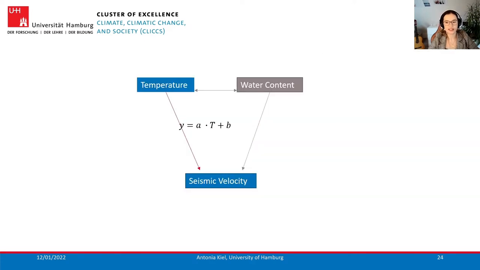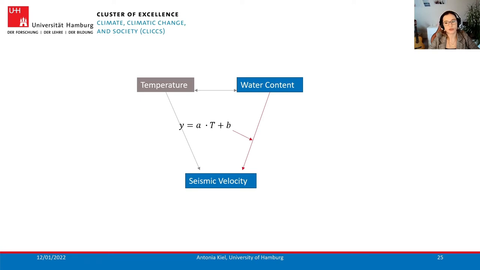So we see that we can fit a linear relation between the two parameters, temperature and seismic velocity, but the quality factor was by far not the best. So there's a lot of room for improvement, as I just mentioned, but we're going to continue with this linear regression. So next we are going to have a look at the relation between water content and seismic velocity.